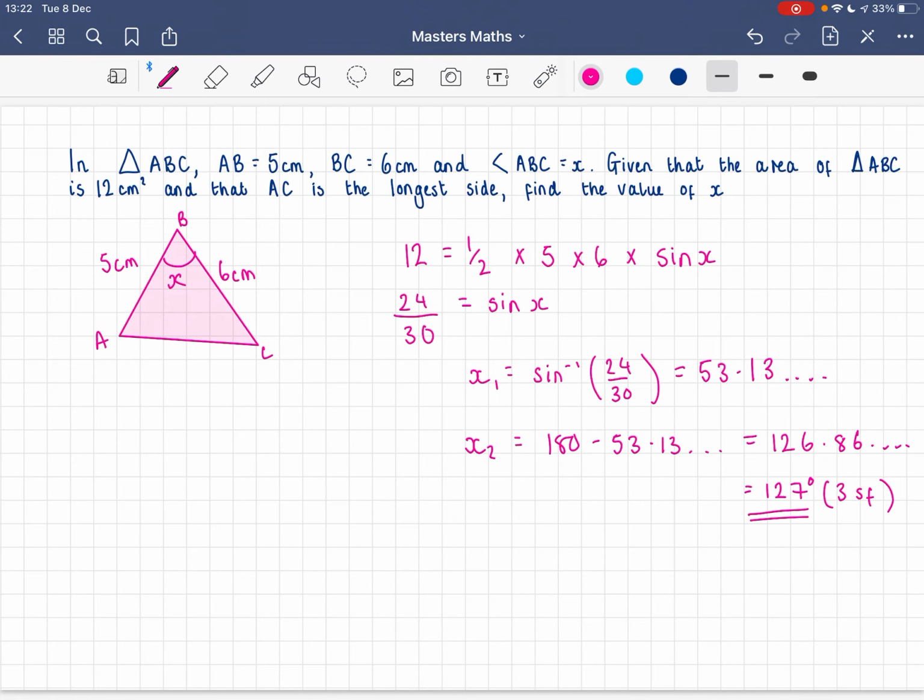Because I was told that AC is the longest side, the angle X has to be the biggest angle. If it was 53, then the lower bound that the other angles could take is 63. Say, just for argument's sake, that is a terrible triangle. Say for argument's sake, this is 53. I'm going to ignore the decimal and just call it 53.